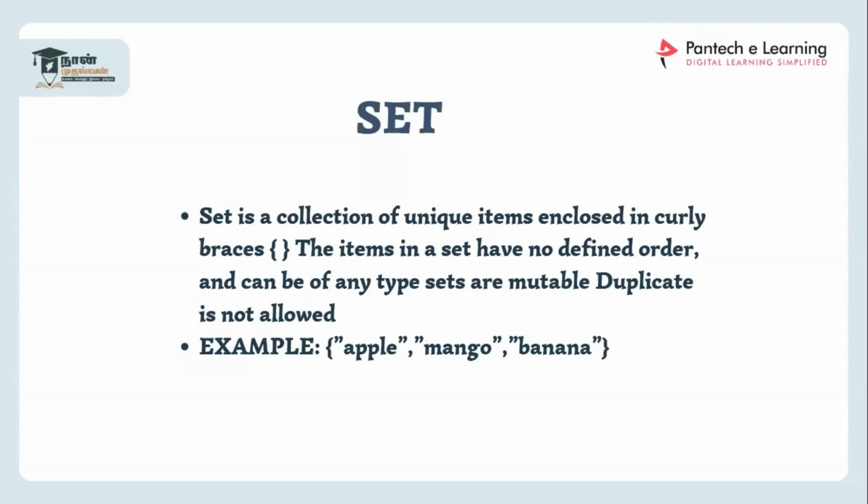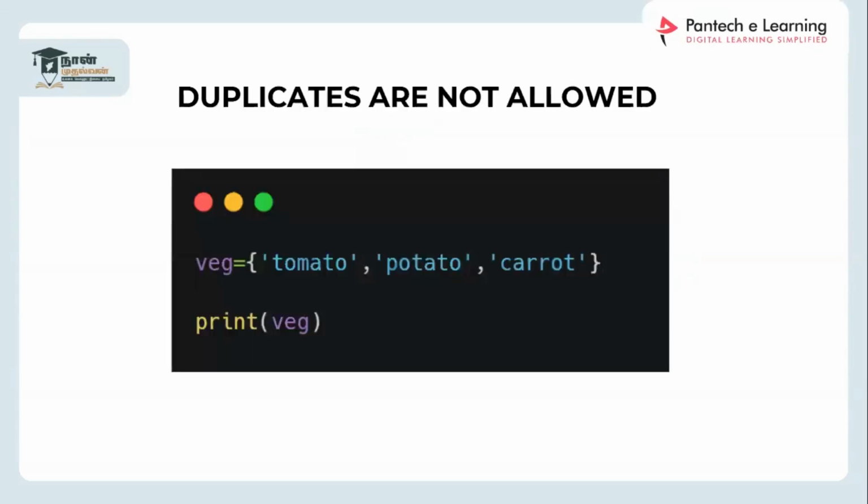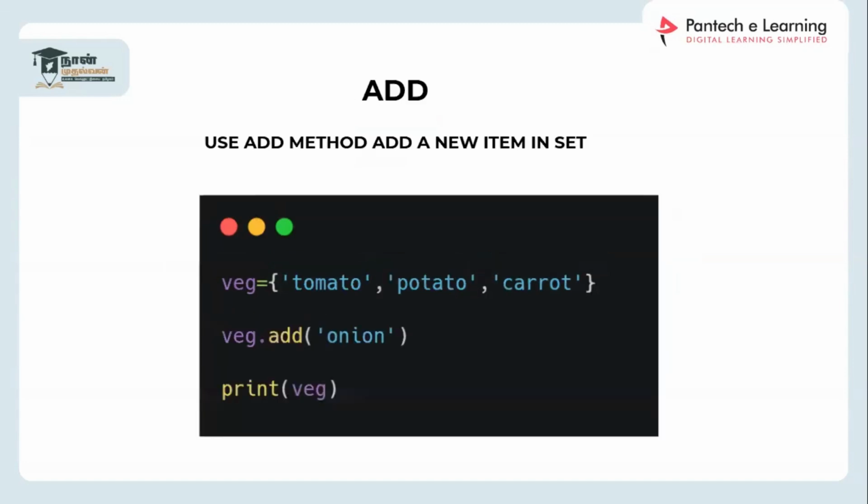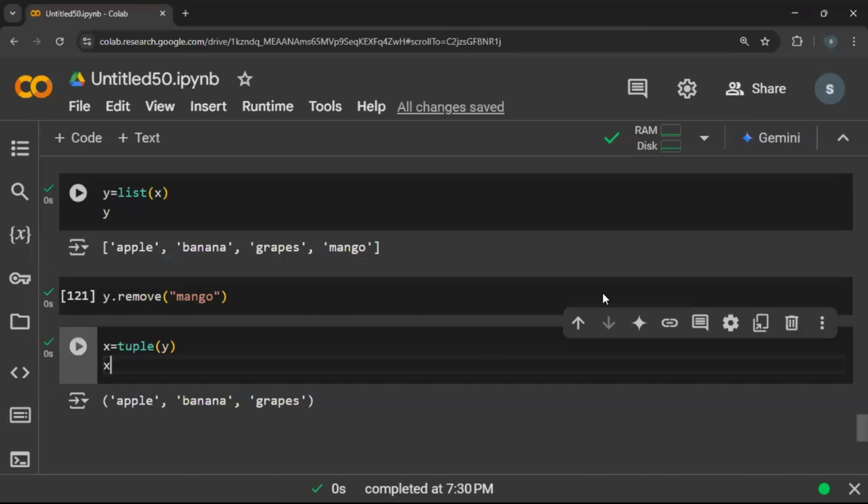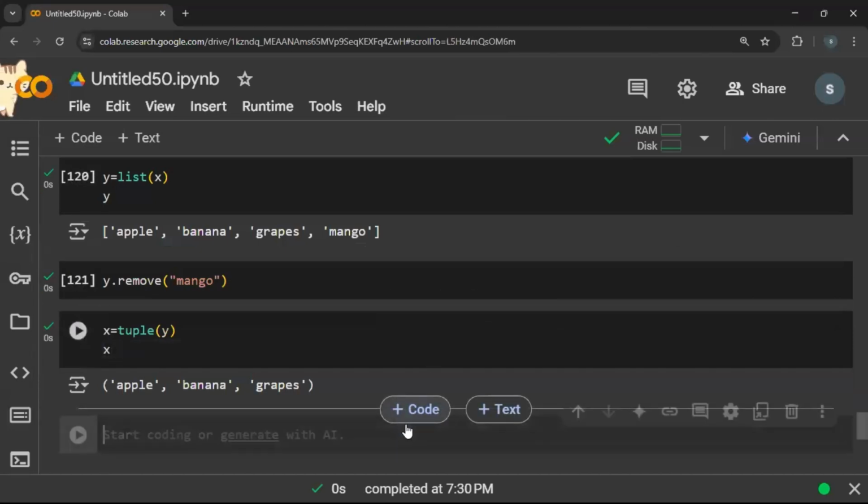List and tuple allow duplicate values, like repeated values. But a set does not allow duplicate values, like these repeated values. So duplicates are not allowed for a set. And the add function is used for adding a new item to our set. But before that, how do we create a set in our data types concept?